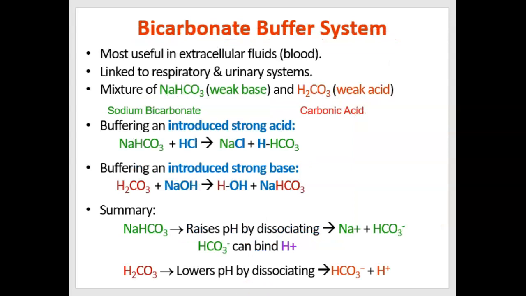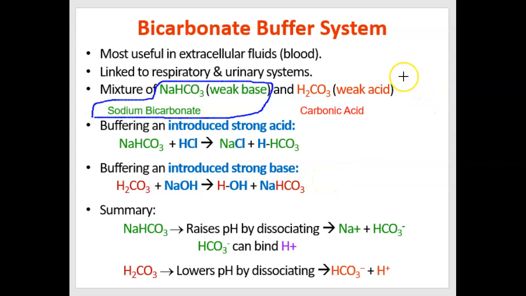Now we're going to look at the bicarbonate buffer system. It is found in many places. Extracellular fluids, particularly the blood. It's also linked to the respiratory system, and the urinary system uses it. So we're going to just look at the chemistry first, and then we'll see some examples of how it's used by the blood, the kidney, and the respiratory system. So it's a mixture of a weak base and a weak acid. The weak base is sodium bicarbonate, shown here in green.